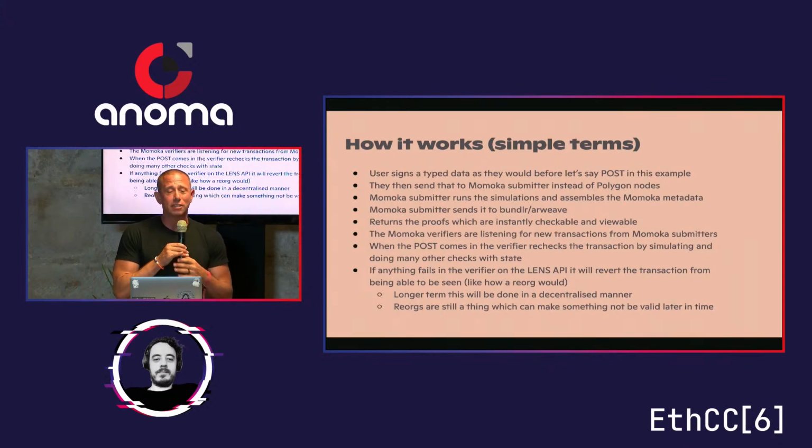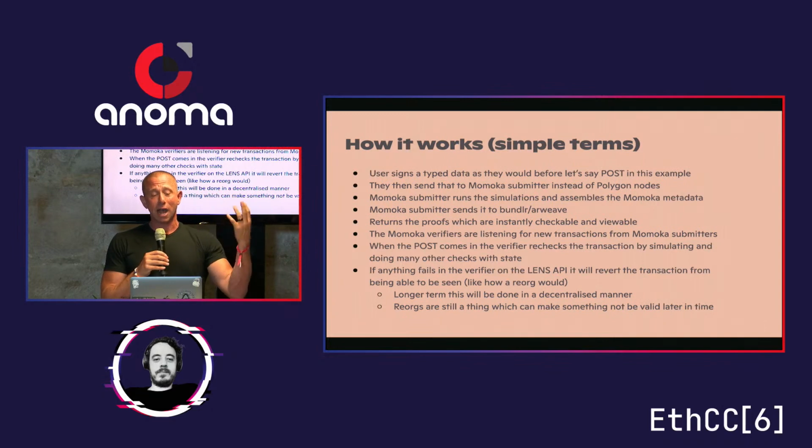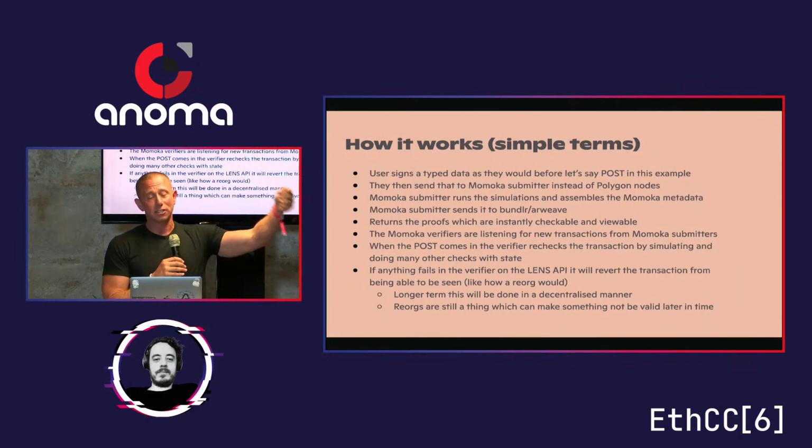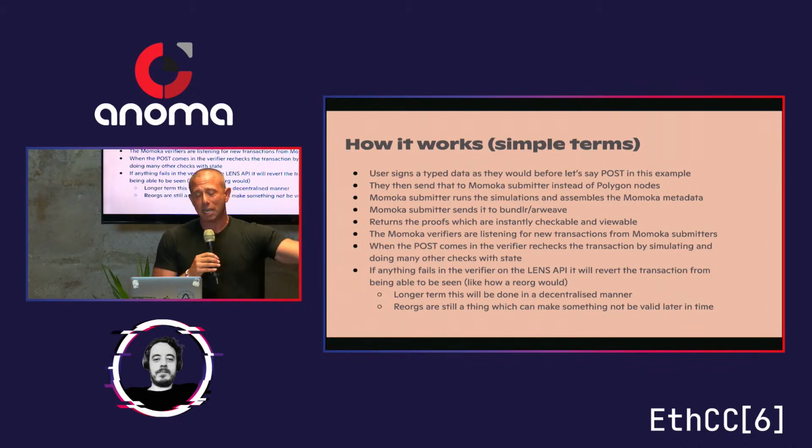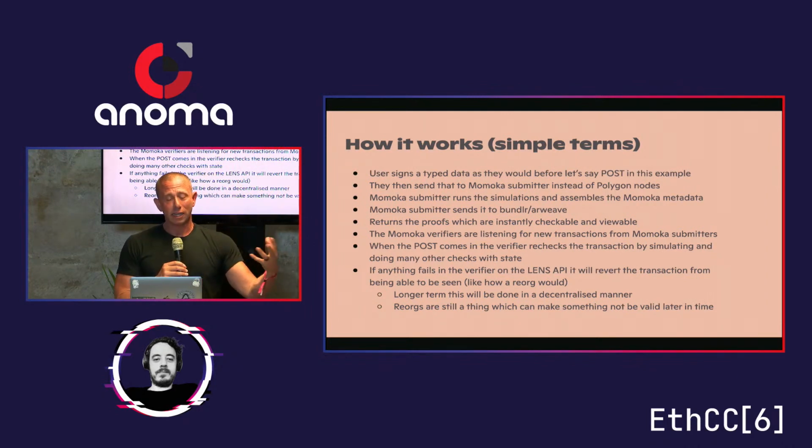So to summarize how this works, the user signs a typed data transaction just like they would have in the past. This gets sent to Momoka as opposed to being sent to Polygon. The Momoka submitter runs the simulation. The submitter then saves it to Arweave. And then the verifier is listening for this update, and it either verifies it or does not. If it is verified, it gets indexed, and then APIs can use that information to serve it to clients.